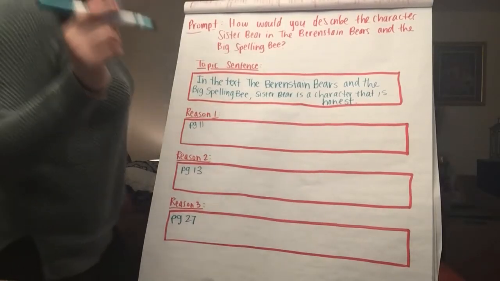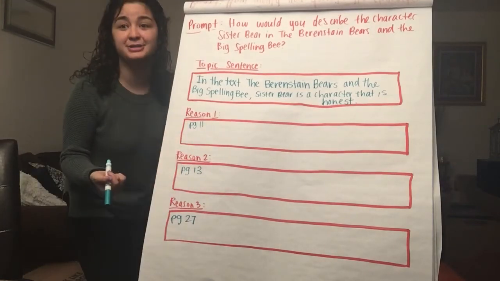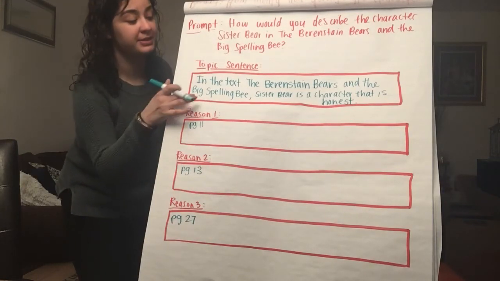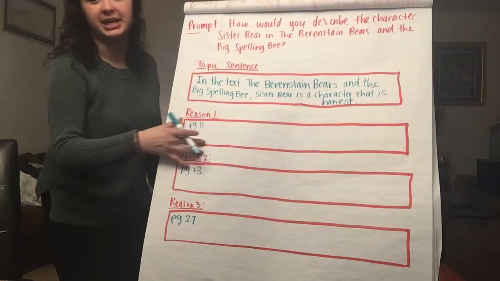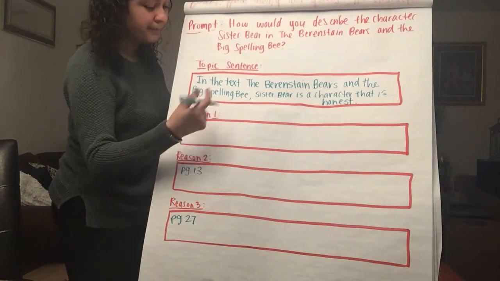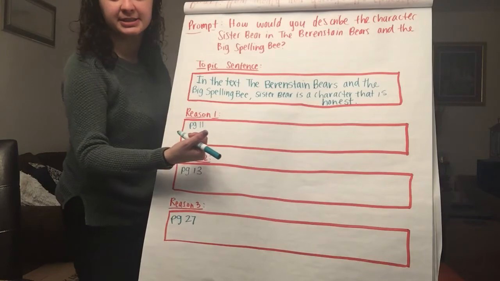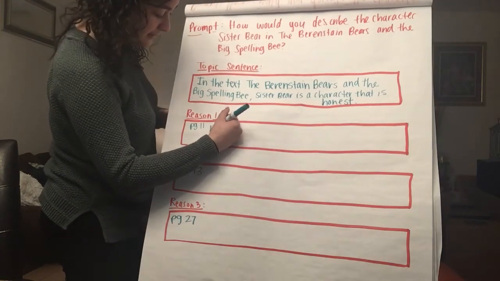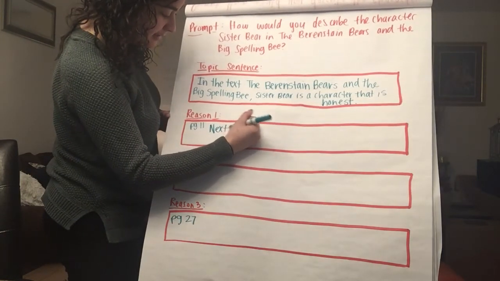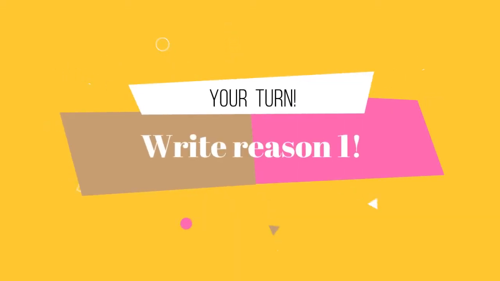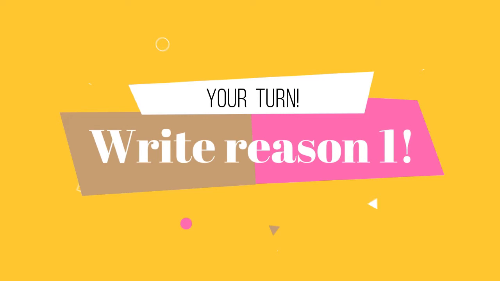Alright, now as you can see, I wrote my page numbers down. So now I'm gonna write the evidence so you can actually see it nice and close up. Okay, so on page 11, that's when she says, "Next Tuesday, I have an important soccer practice." And she says that to her teacher.